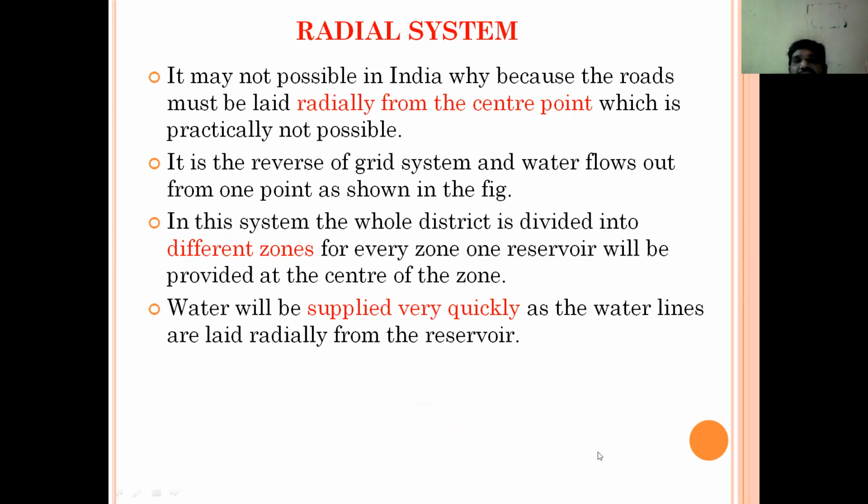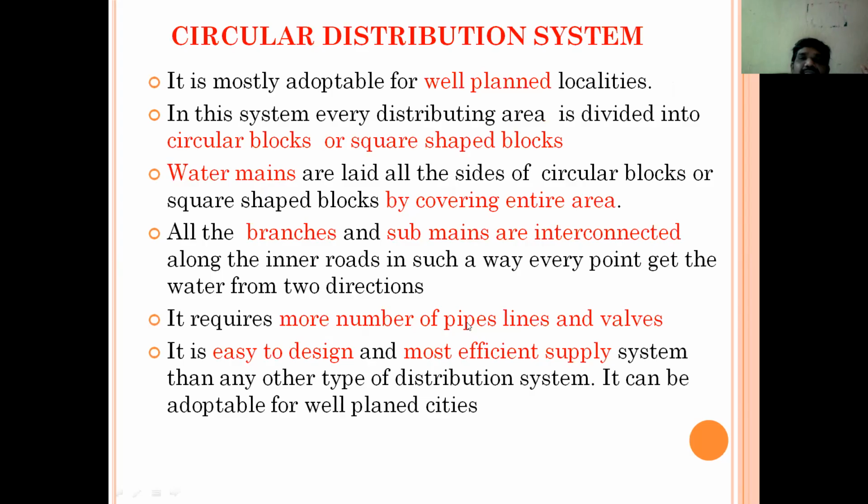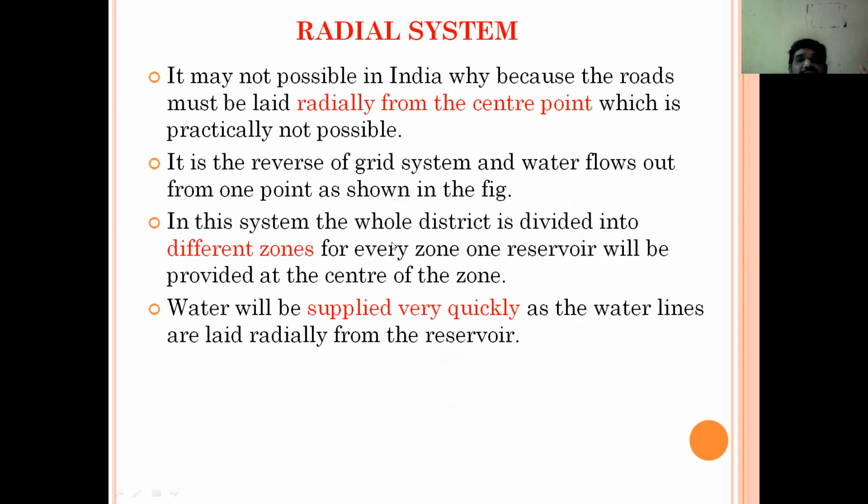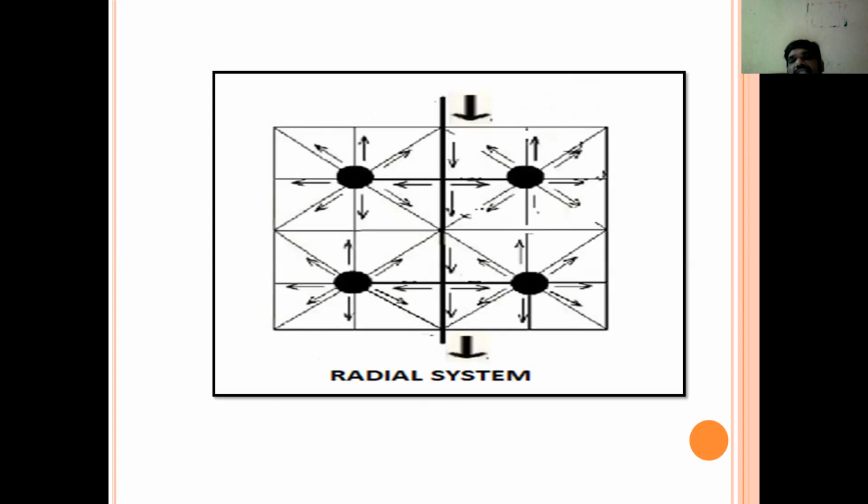In this system, the entire district is divided into different zones. For every zone, one reservoir will be provided at the center of the zone. Whereas in the circular case, the entire area is divided into circular or square-shaped blocks. In the radial system, water will be supplied very quickly as the water lines are laid radially from the reservoir.